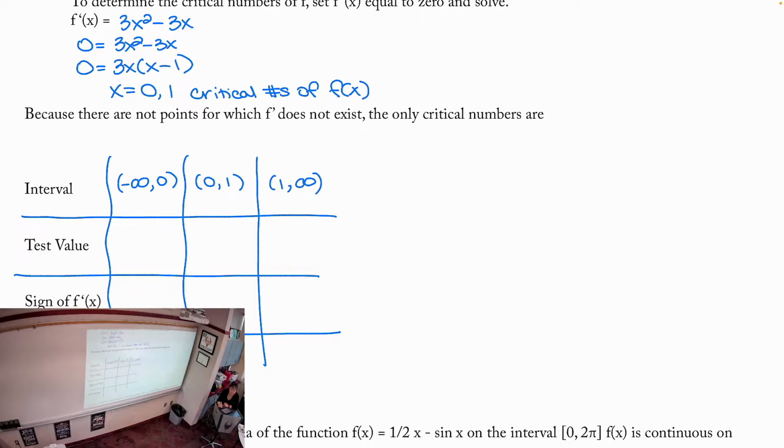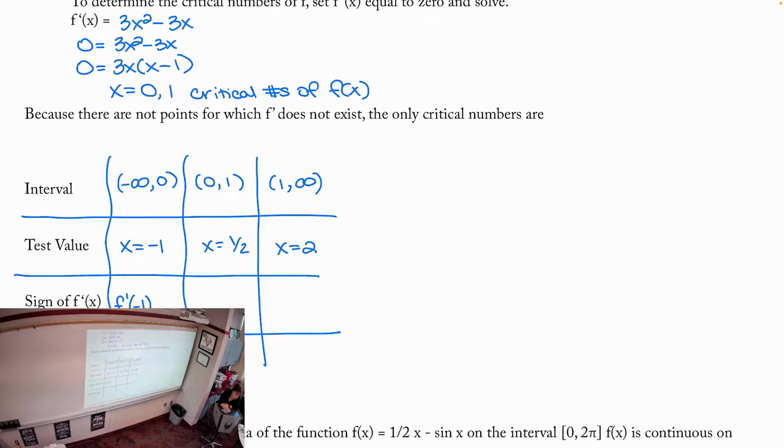Okay, pick a number smaller than 0: negative 1. Pick a number between 0 and 1: 1/2. Pick a number bigger than 1: 2. Now, it's the sign of f prime of x. What I want to do is take negative 1 and plug it into my derivative. I don't care what the actual number is. All I care about is whether it's bigger than 0 or less than 0.